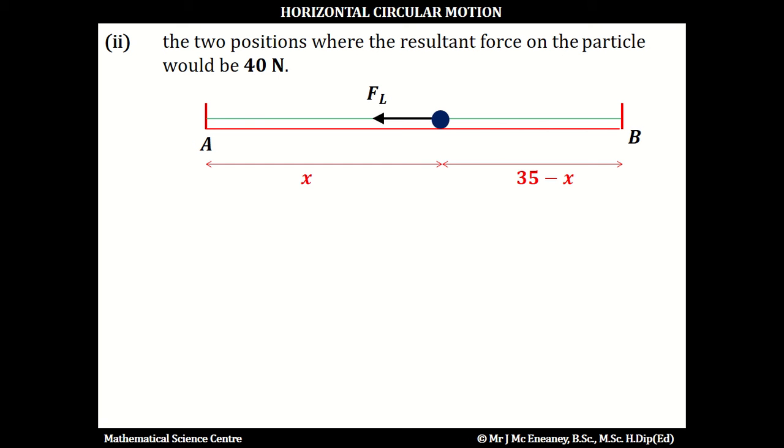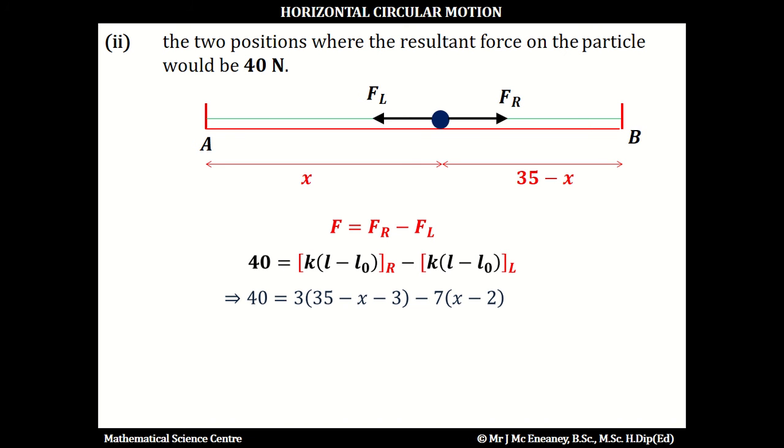So first of all, if we let F be the force to the right minus the force to the left, and we do know that resultant force is 40. So 40 is going to be K on L minus L0 to the right minus K on L minus L0 to the left. So the K value on the right was 3. The length of the elastic on the right is 35 minus x, and its natural length is 3. And then minus the K value on the left is 7. The length of the elastic on the left is x, and we just subtract its natural length, which is 2.